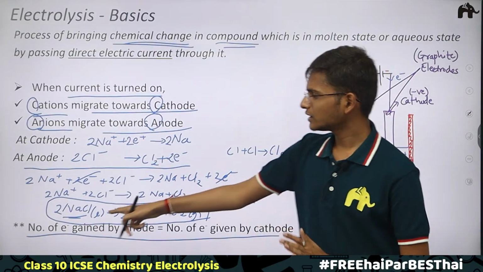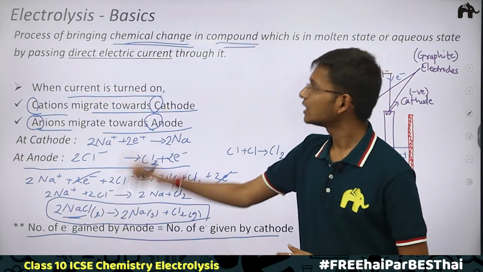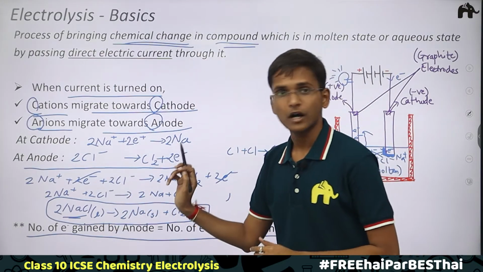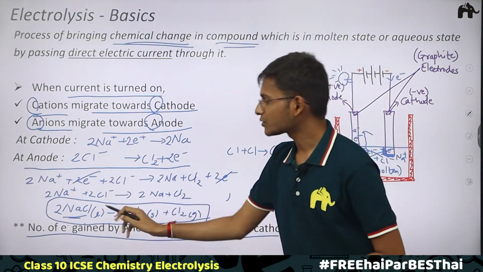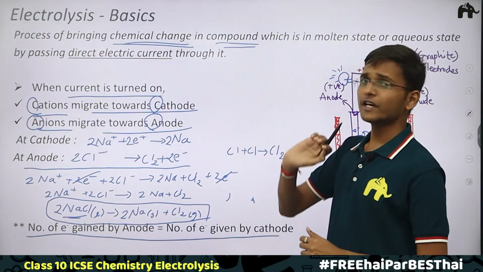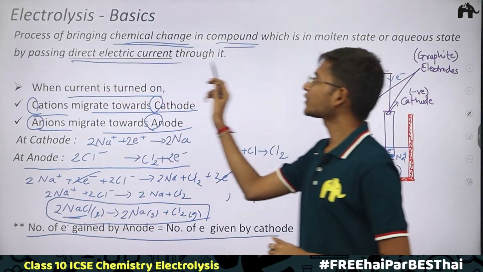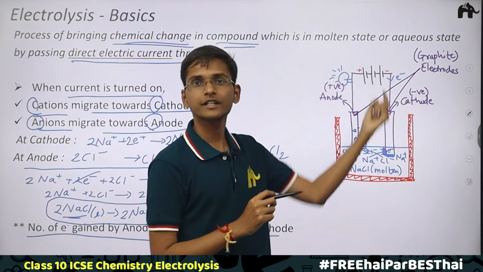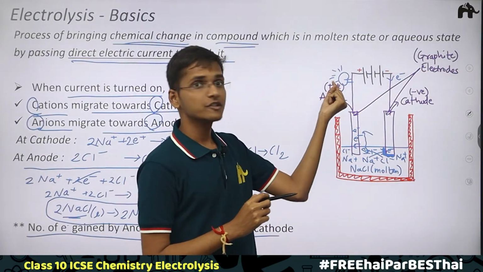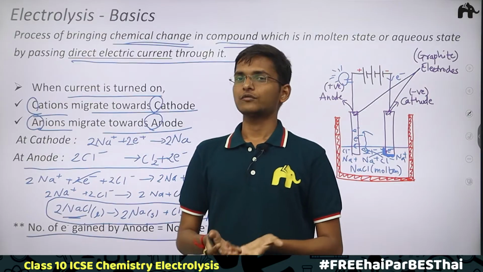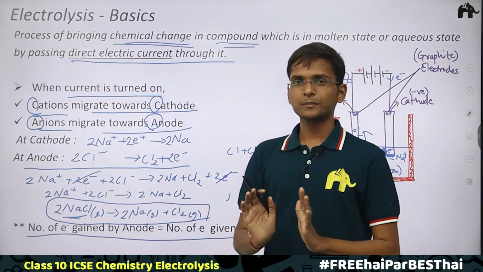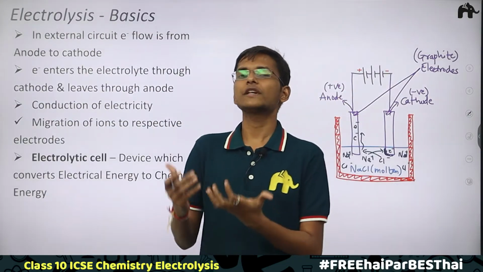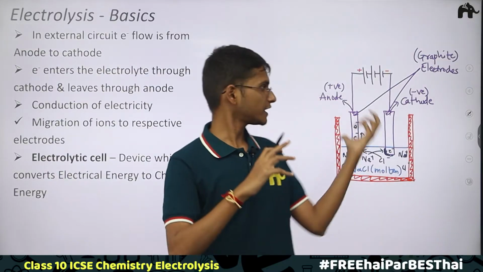Clear? So here we have brought the chemical change in this compound NaCl in its molten state. How have we brought it? By passing direct electric current through it, right? Here we have passed the direct electric current through it. How do we come to know? The bulb is glowing, correct? So we have done electrolysis. Clear? Now a few more interesting things about electrolysis which we have carried out here.